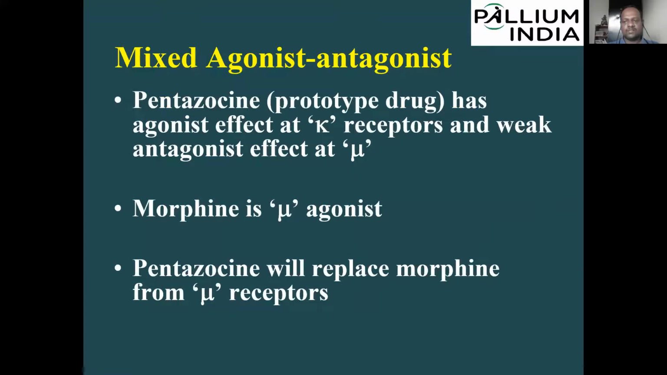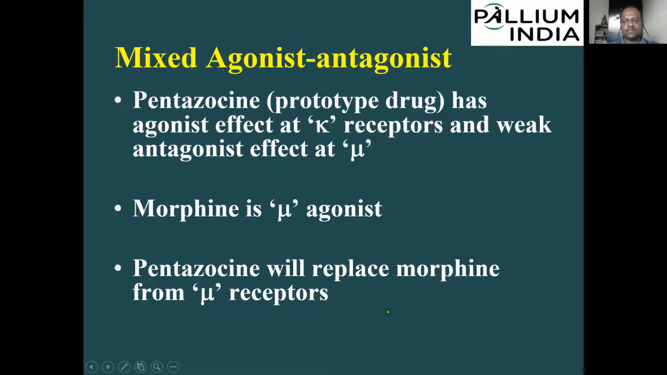And pentazocine acts on two receptors. I told you it is an agonist-antagonist. It acts on kappa receptors as an agonist and as a weak antagonist at mu receptors. But morphine is a mu agonist. So what happens if you give pentazocine to a patient who is already on morphine? The morphine at the mu receptor will be replaced by pentazocine, which at mu is a weak antagonist. So instead of the good pain relief we expect, it will not happen. It will actually aggravate the pain because pentazocine is an antagonist at the mu receptor.